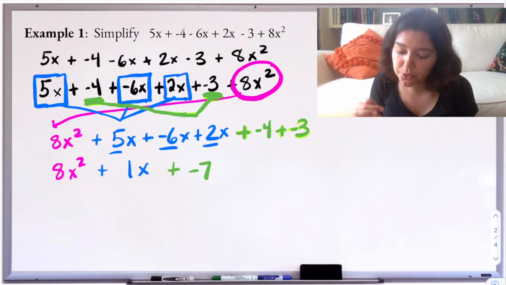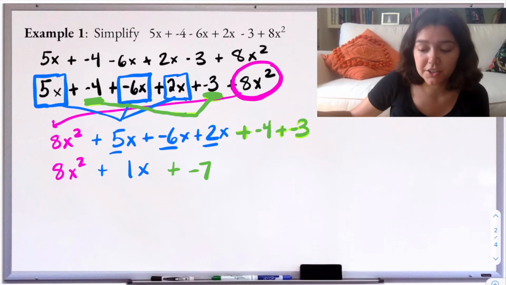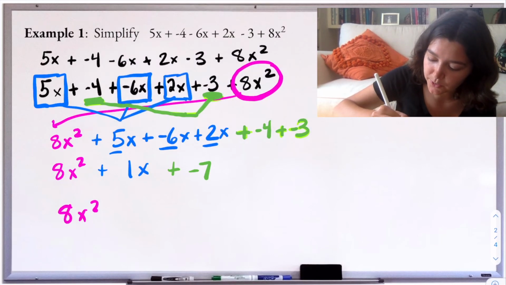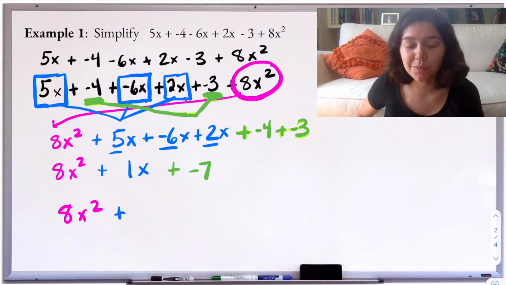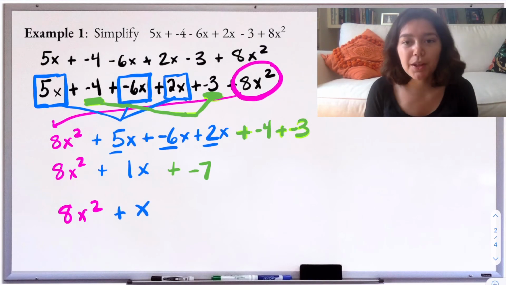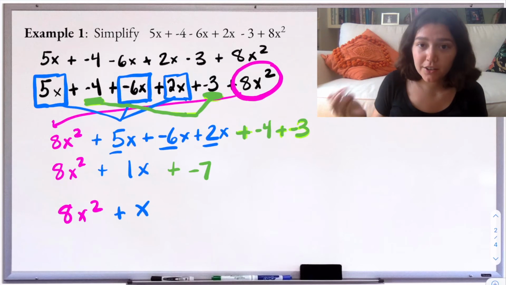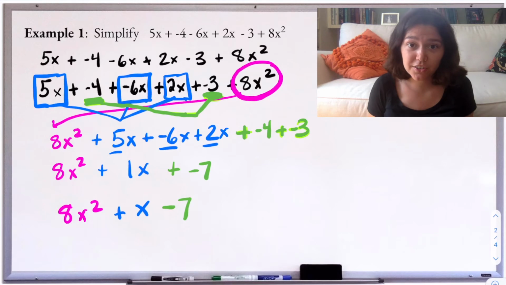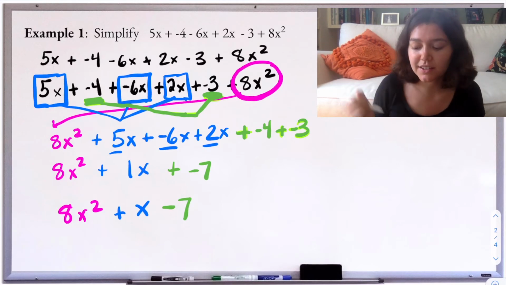Alright, so this would totally be a correct answer. This is simplified. I have combined the like terms. You might see it expressed slightly differently, so I'll just do that as well. When we have 1x, we know 1x is the same thing as x, because multiplying any number by 1 doesn't change it. And then I'm definitely totally good to write plus negative 7, but I could also see this as minus 7, because we know how addition and subtraction are related. Subtracting positive 7 is the same thing as adding negative 7.